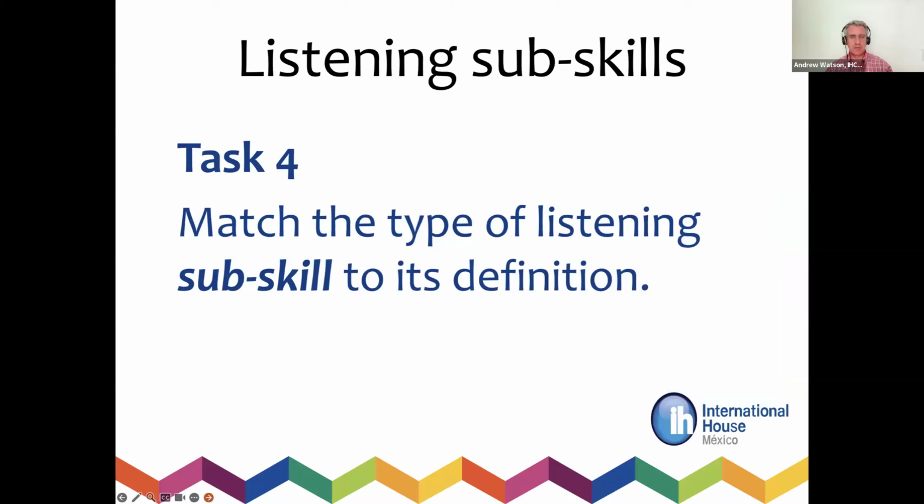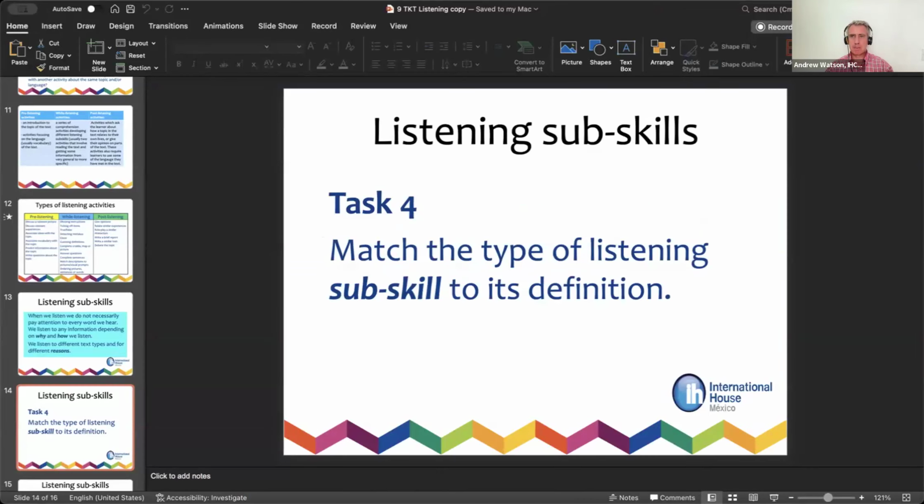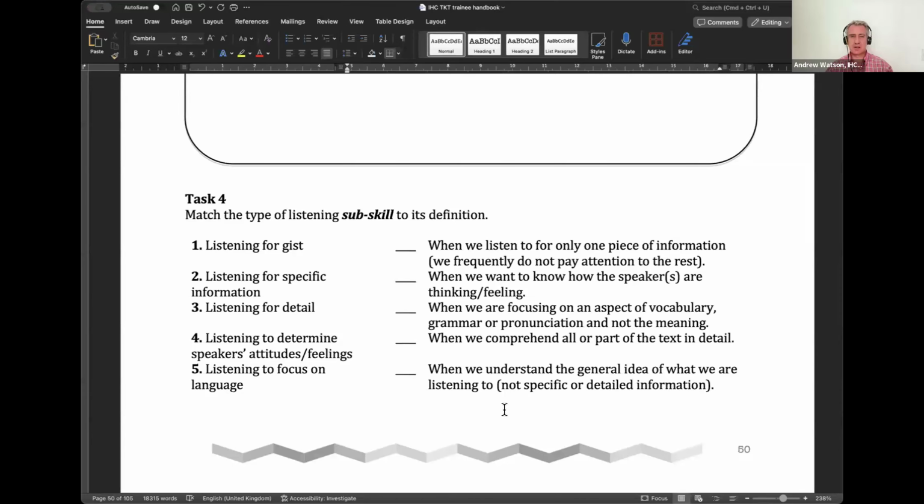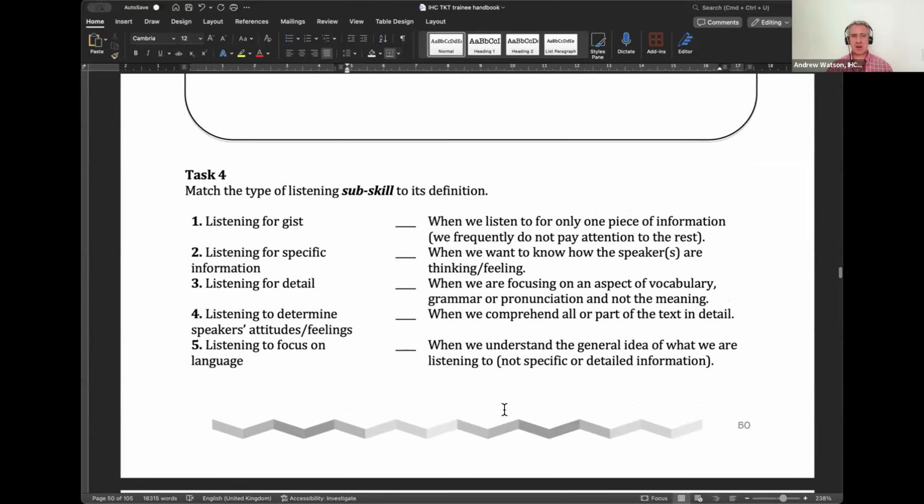So I'd like you to match the type of listening subskill to its definition. Now, this is on the handout in the handbook. It's on the next page, page 50. And you have to match the type of listening subskill to its definition.